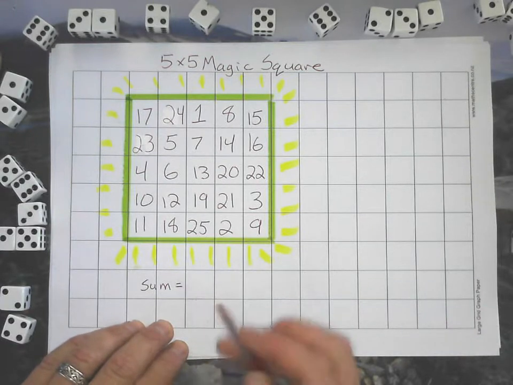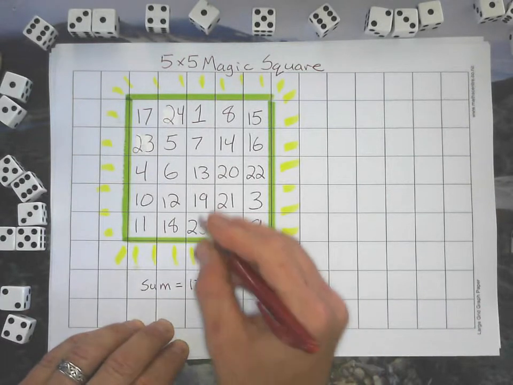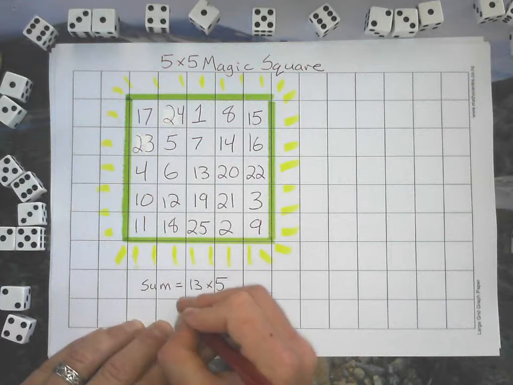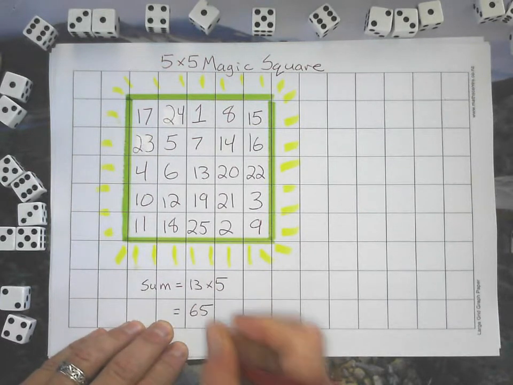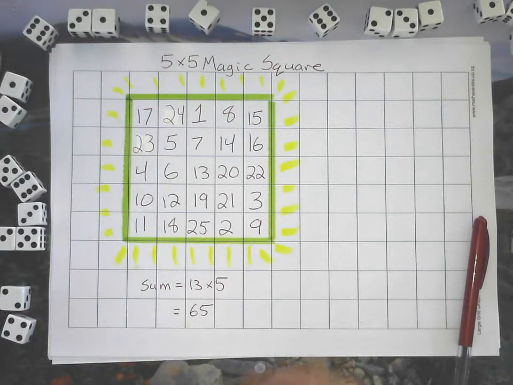There's going to be, like we said, middle number times the number of rows. 13 times 5. Everything here adds up to 65.